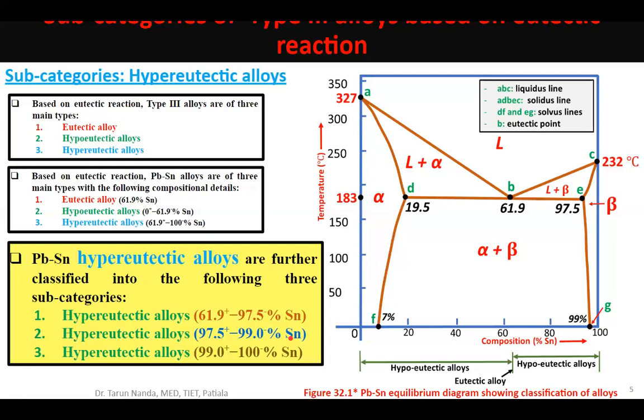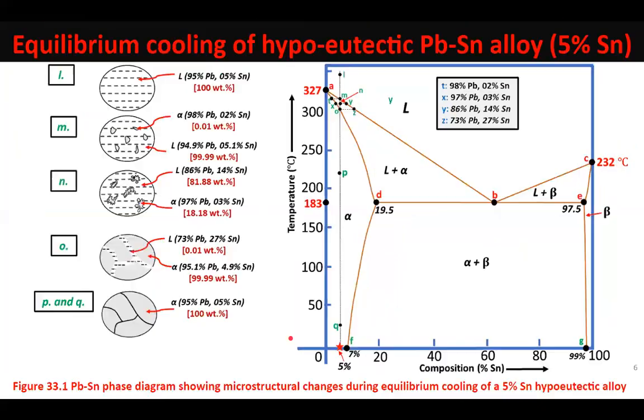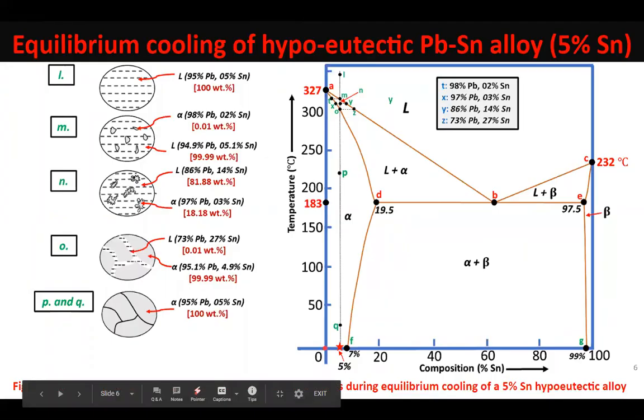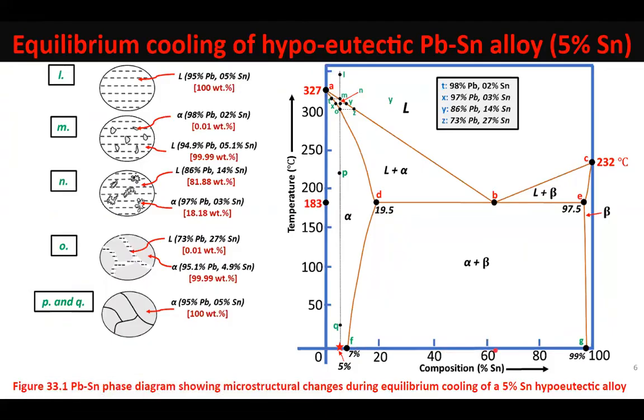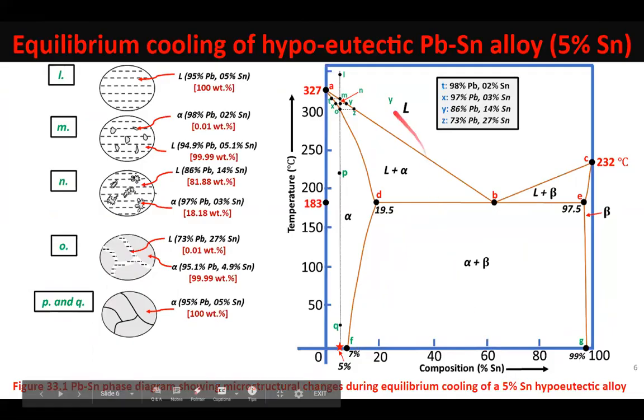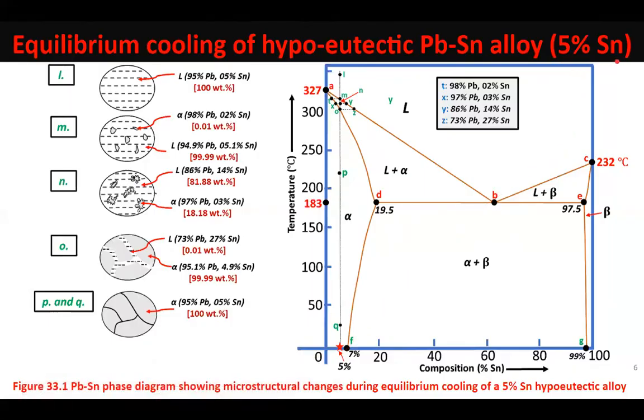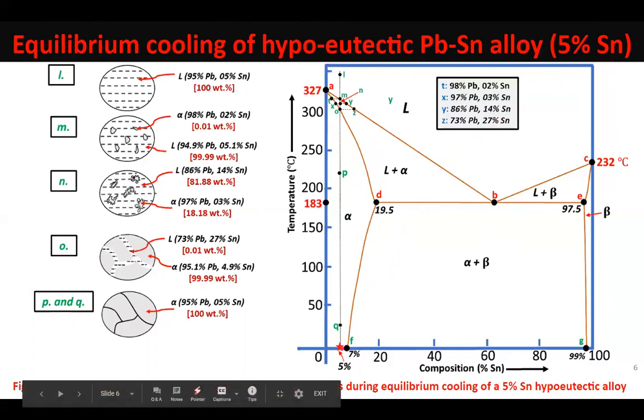So let's now start discussing the equilibrium cooling of a hypoeutectic alloy. And I said there are 3 categories of hypoeutectic alloys: 0 to 7, then 7 to 19.5, and then from 19.5 to 61.9. So I'm taking the first subcategory of hypoeutectic lead tin alloys with you, 0 to 7%. For example, just for illustration, we have taken an alloy which contains 95% lead and 5% tin in it. So I mark this composition, draw a straight line right till a high temperature.